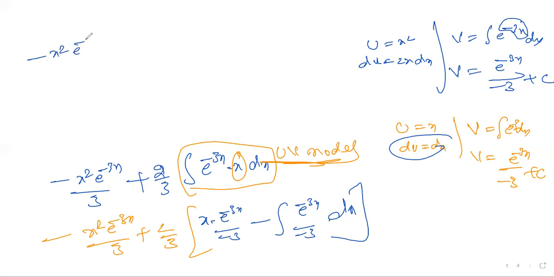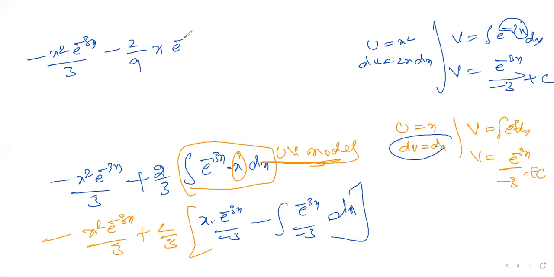x square e power minus 3x by 3. Then it is plus into minus, minus. The minus 3 should come out. So 3 threes are 9. So minus 2 by 9. Clear? I'm directly writing the answers.